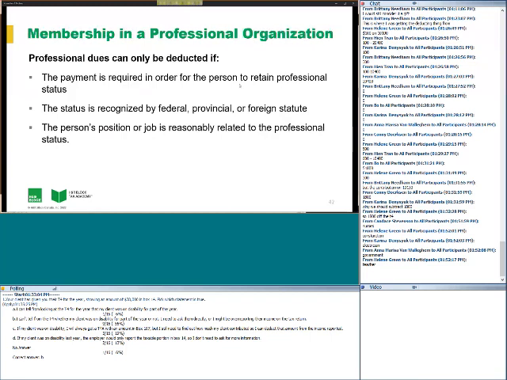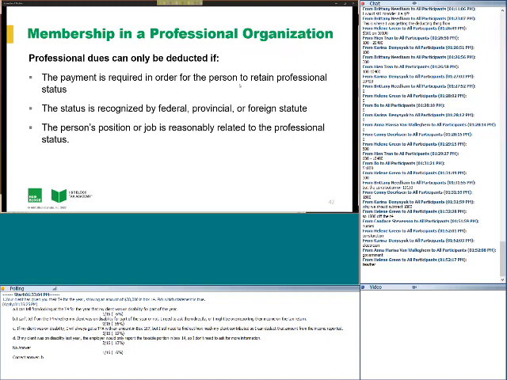Professional dues are trickier. Professional dues, there are people who are members of a professional organization. You can deduct those membership fees if and only if all of these things are true. So the payment has to be required for them to work in their job. They have to be a member to do their job. And that requirement is written down in a law somewhere. So the law says, whether it's a federal law or a provincial law or a foreign law, the law has to say, in order to do this job, you must be a member of this organization.